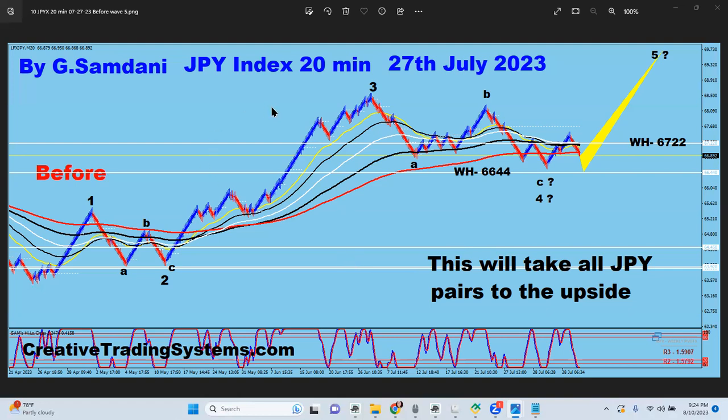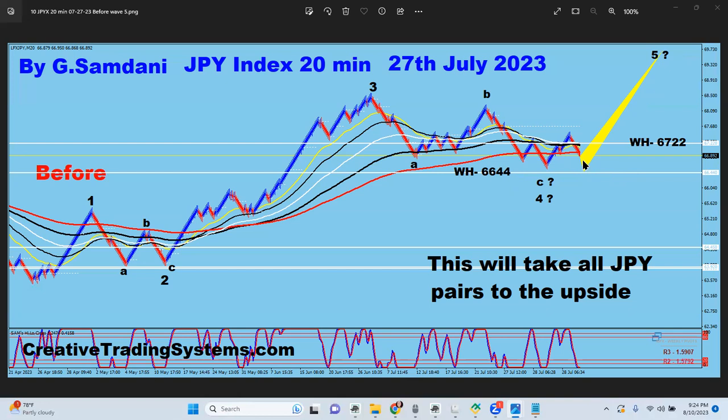So, for example, this is the yen index 20-minute chart, Elliott wave count 1, 2, 3, ABC 4, and I said maybe it will drop here before it goes up for wave 5. Drop where? 66.44 is the level. So my yellow mark is from here to here, anywhere, or all the way down to 64.44 and then bounce. This is the area for the bounce, right?